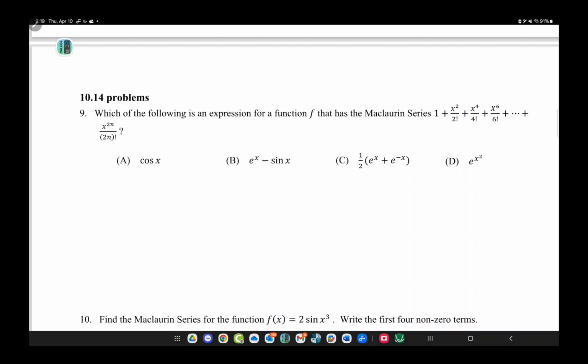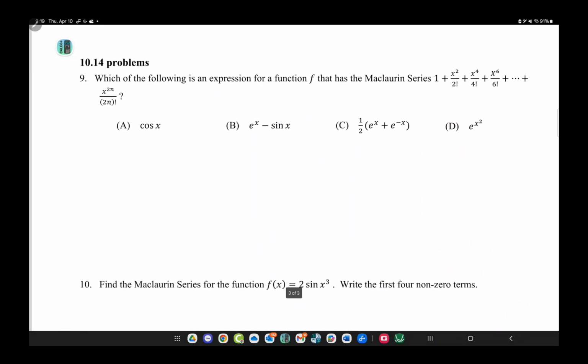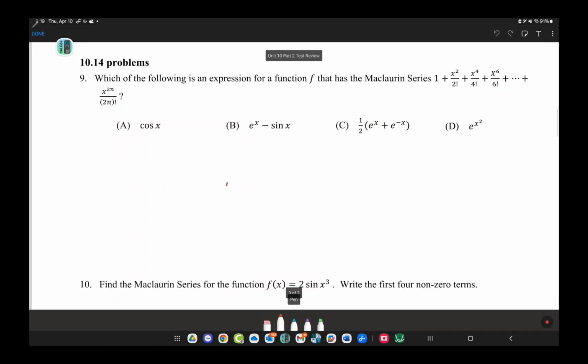All right, so number 9. Which of the following is an expression of the function f that's the Maclaurin series of 1 plus x squared over 2 plus x to the 4th over 4 factorial plus x to the 6th over 6 factorial, and so on? So this is just cosine? Now, if it was cosine, it would be alternating. Since it's not alternating, we know it's not cosine.